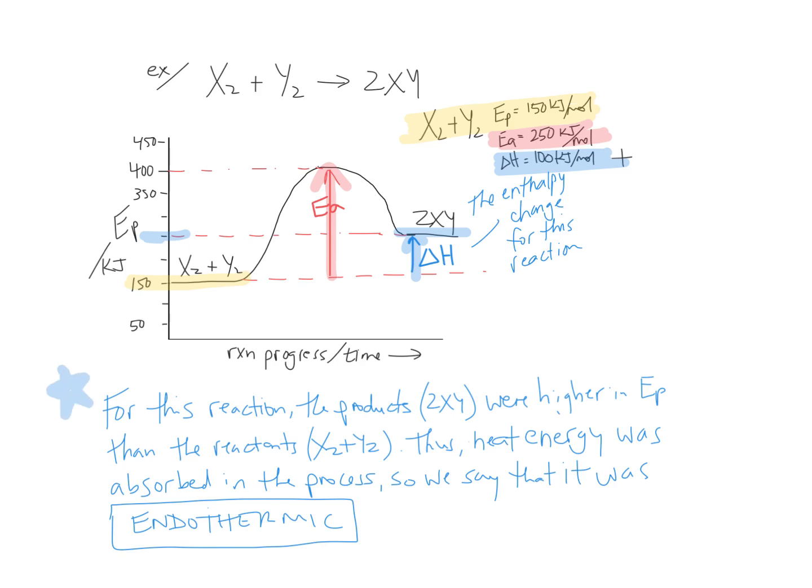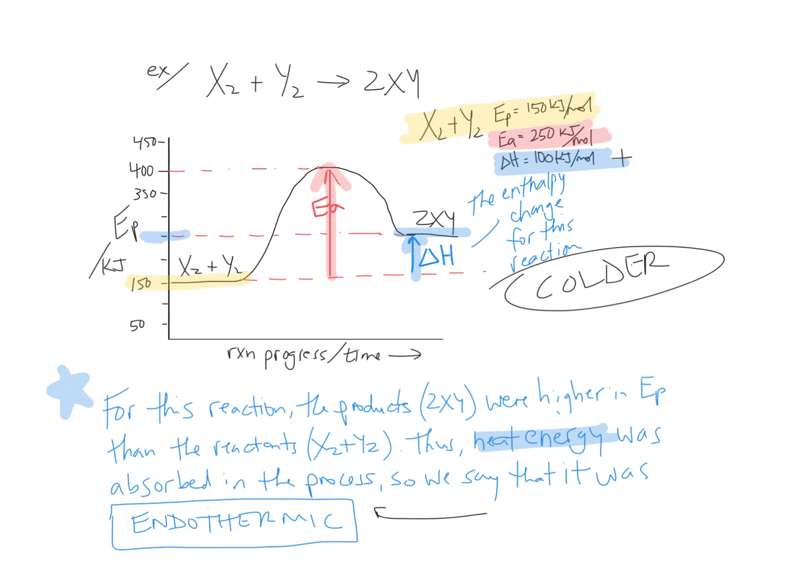So for this reaction, as it says here, the products were higher in potential energy than the reactants. Thus, heat energy had to have been absorbed in the process. If you were actually conducting this process in the lab, you would feel it get colder as it progressed, because heat energy had to be absorbed from the surroundings into the system in order to store extra energy in the bonds of the products. We're also saying here that the bonds of the products have more energy tied up in them than the bonds of the reactants did. So energy had to be absorbed in that process, and we call these processes endothermic.